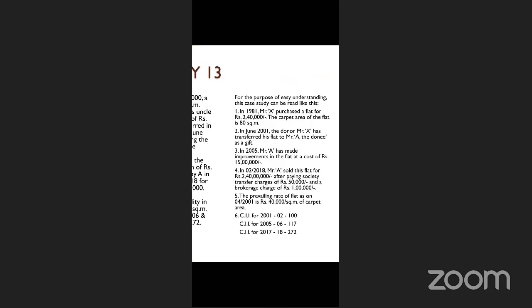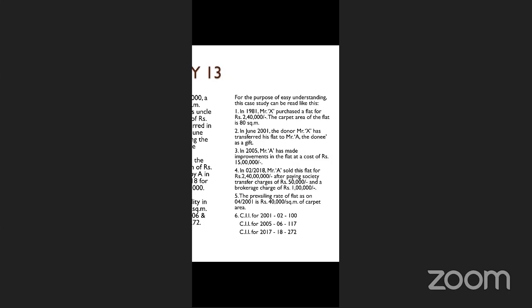For the purpose of easy understanding, this case study can be read like this, step by step, because the question is clustered, it is not in order actually. So first, in 1981, Mr. X purchased a flat. There is an uncle. The question says he purchased a flat for 2.4 lakhs, carpet area 80 square meter. Then in June 2001, the donor, Mr. X, that is his uncle, transferred his flat to Mr. A, the donee, as a gift. It is called donor and donee.